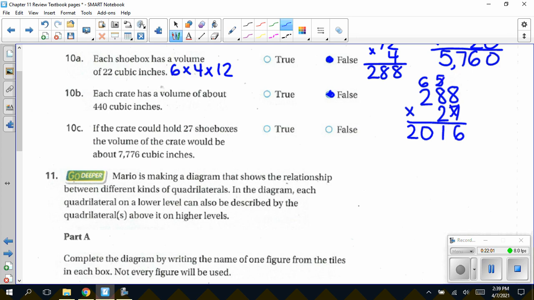Cross everything out that I'm finished with. Drop a 0. And now I'm going to multiply the 2. 2 times 8 is 16. Carry my 1. 2 times 8 plus 1 is 17. Carry my 1 again. 2 times 2 is 4, plus 1 is 5. Now I can add these together. So 6, 7, 7, 7. So that one is true. We did get 7,776 cubic inches.